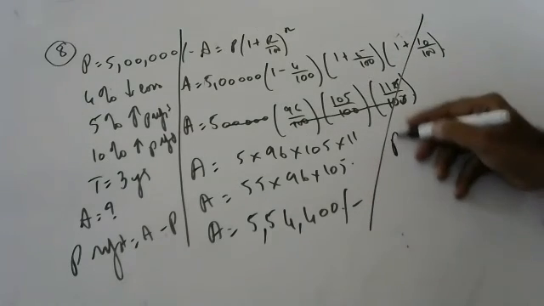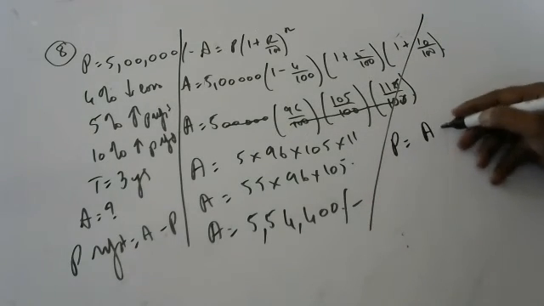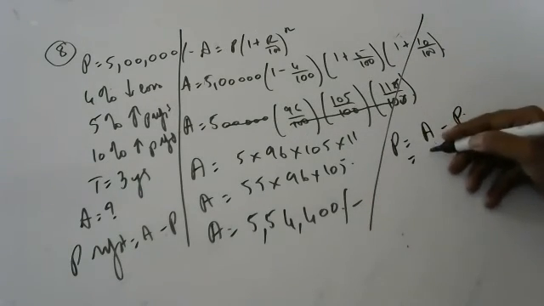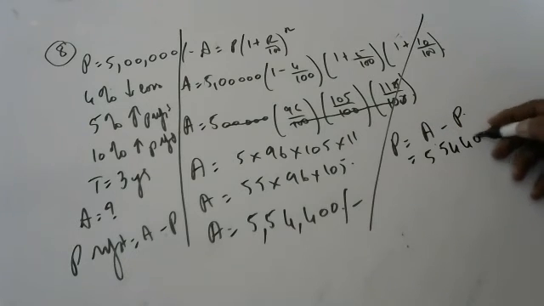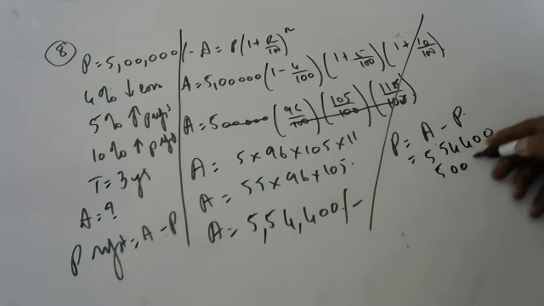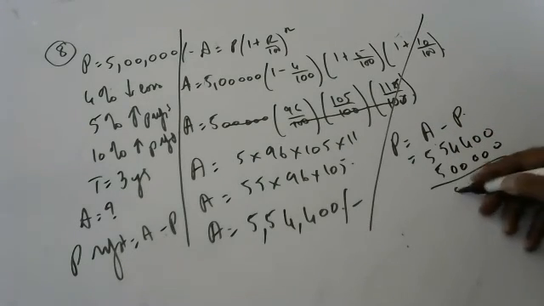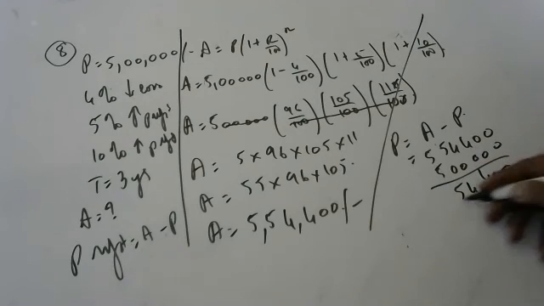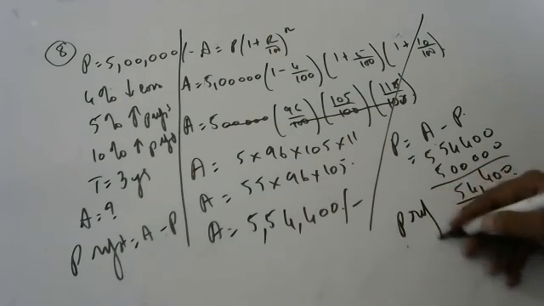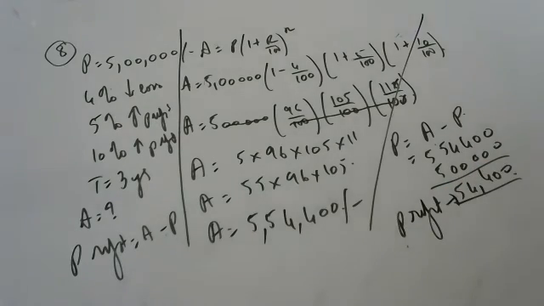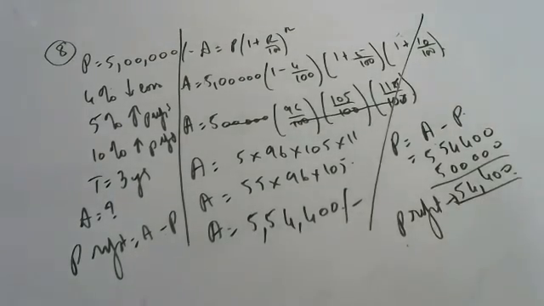Now, what is the profit, Anum? Amount minus principal. Amount is 5 lakhs 54,400 minus 5 lakhs. So the profit he got is 54,400. This 54,400 is the profit.